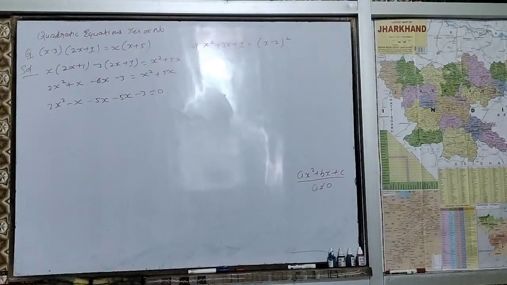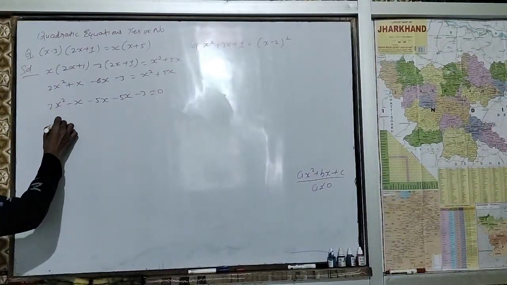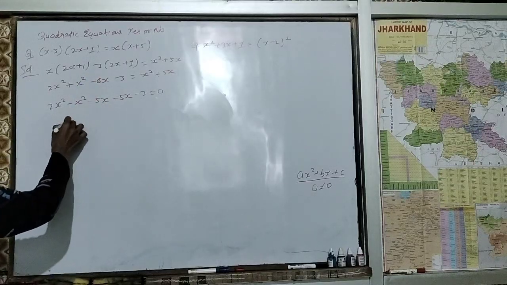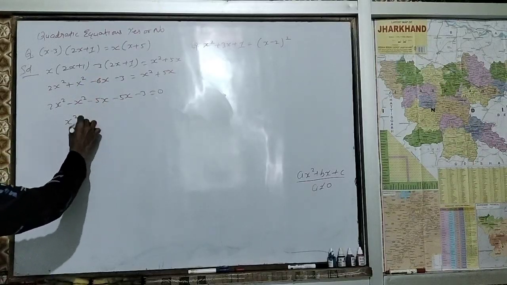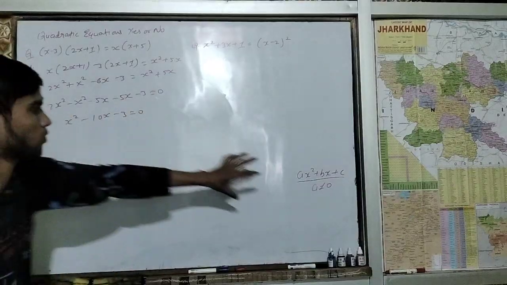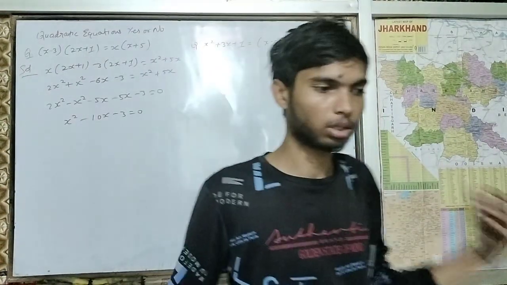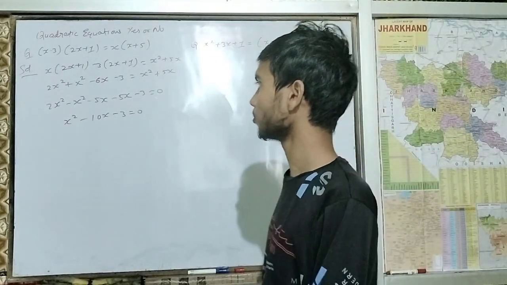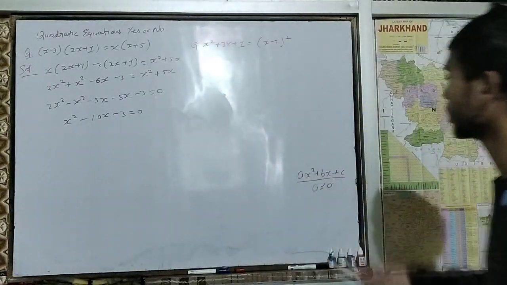Something is happening over here. It is becoming, hold on, this is x square. It is becoming x square. This is minus 10x and minus 3. Yes, this is in this form. So, therefore, it is a quadratic equation, because this is in the general form.